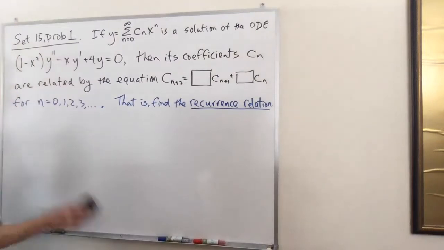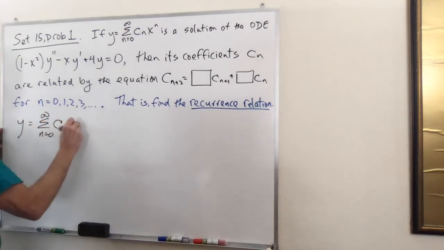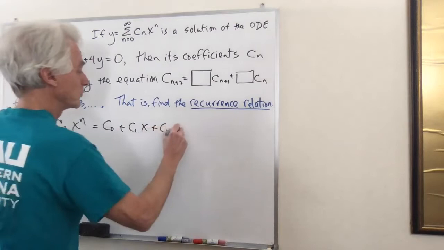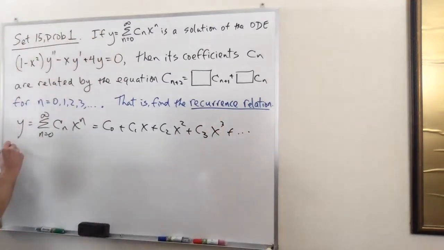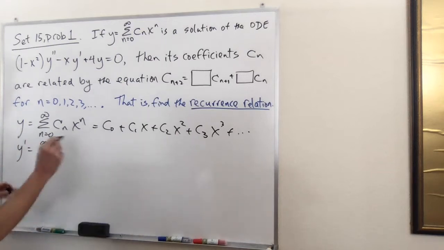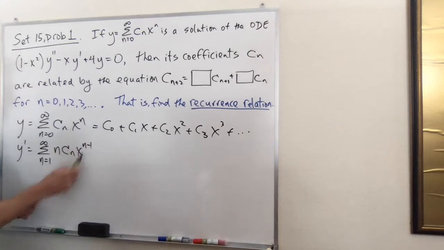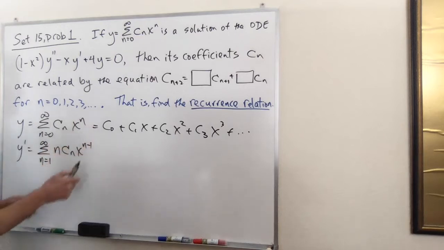So let's rewrite this formula. y is the sum from n equals 0 to infinity of c_n x to the n. That's c_0 plus c_1 x plus c_2 x squared plus c_3 x cubed plus dot, dot, dot. All right, so that means that y prime is going to be the sum n equals 1 to infinity of n times c_n times x to the n minus 1. So to differentiate x to the n, the derivative of that is n times x to the n minus 1.